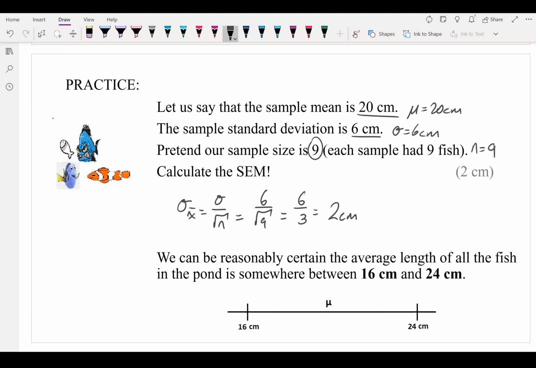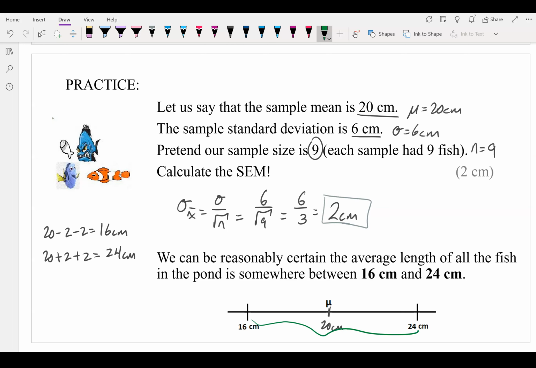That means that even though we're dealing with a sample, we can be reasonably sure that all of the fish have a length within 2 standard errors of the mean. So the mean is 20 centimeters. Take 2 away from that on both sides. 20 minus 2 is 16 centimeters. And add 2 on the other side, you get 24 centimeters. We can be reasonably sure that even though we only have a sample, 95% of the fish in that pond should live between those 2 boundaries. I hope that makes a bit of sense.